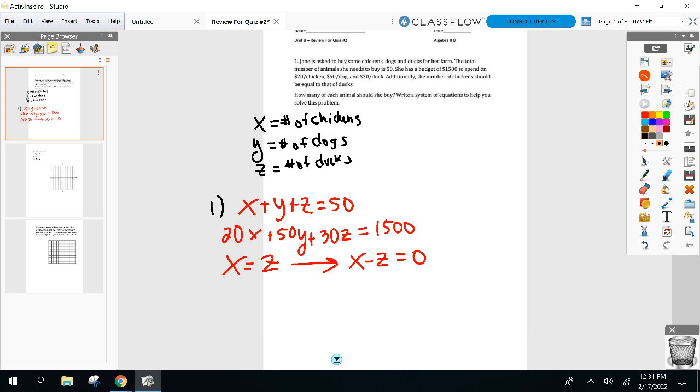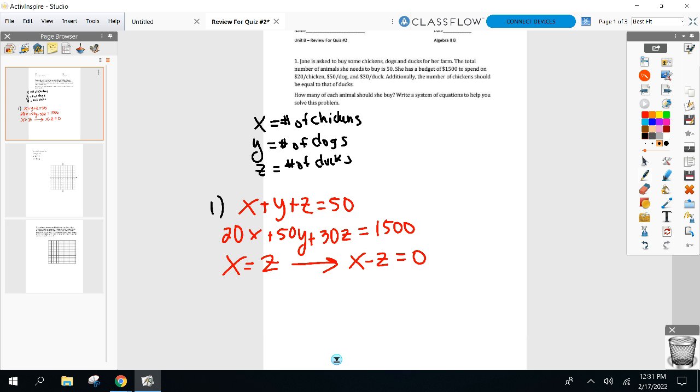Okay, now you pick 2, eliminate a variable. You pick a new 2, eliminate the same variable. That's our next goal right now. You got 3 equations. We're going to pick 2, eliminate a variable. Pick another 2, eliminate a variable. And then hopefully we have 2 equations with the same 2 variables.